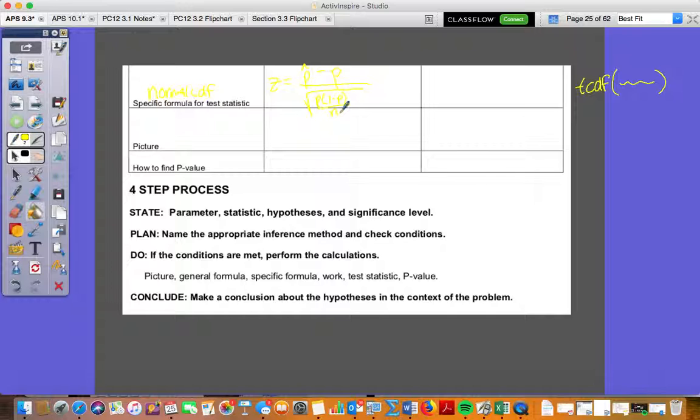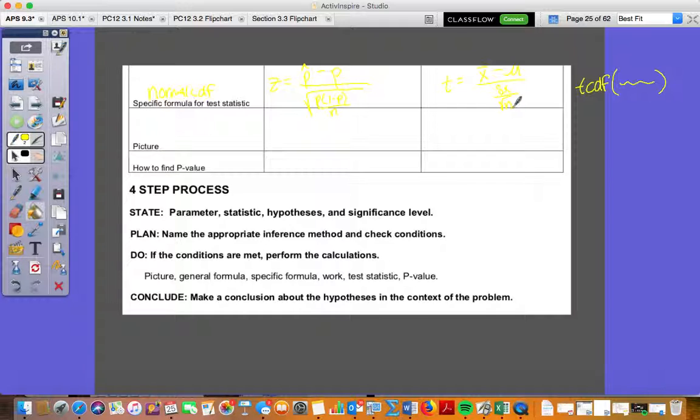What would be the T one now? What would that be, Yvonne? X bar minus mu over s of x over radical n. Yep, that's exactly right. Good stuff. And that would be the specific formula that is there.